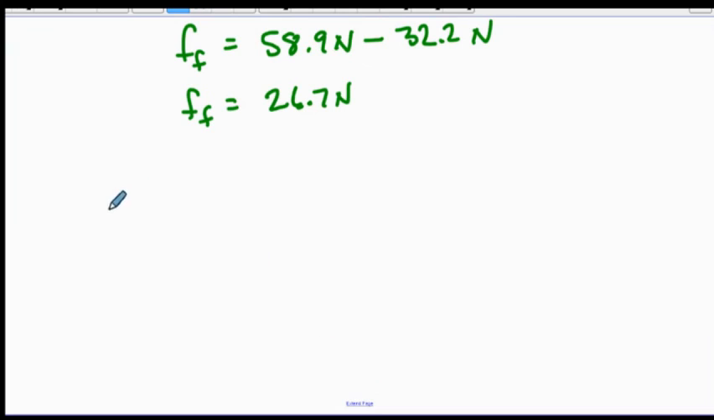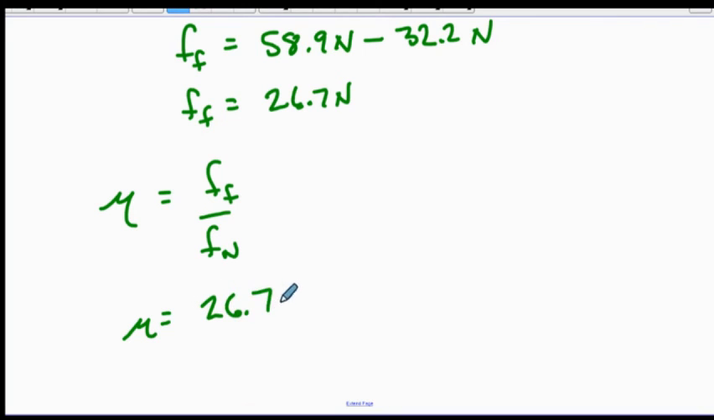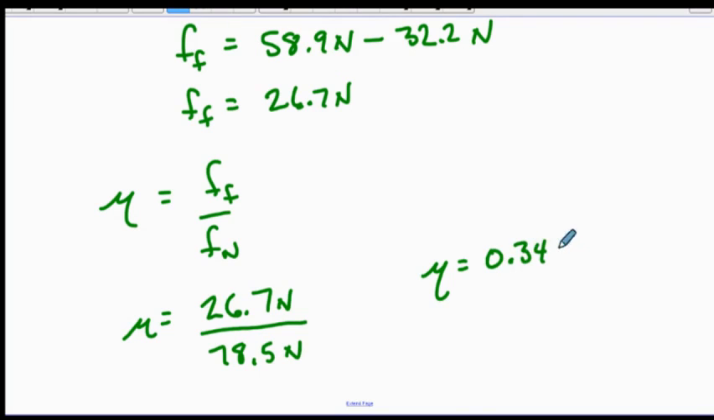But what we were asked to solve was the coefficient of friction. Remember that the coefficient of friction is the ratio of the frictional force to the normal force. In this example, we have a force of friction of 26.7 newtons, and our normal force we found way back at the start was 78.5 newtons. From that, we found that the coefficient of friction for this problem is 0.340.